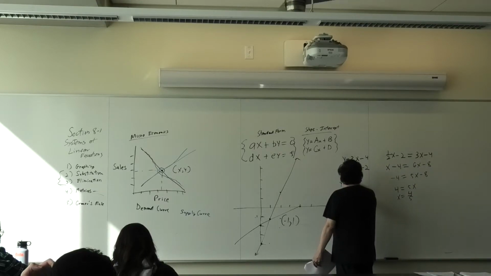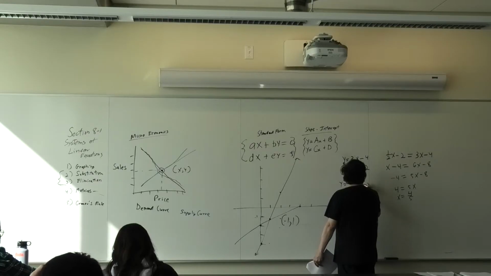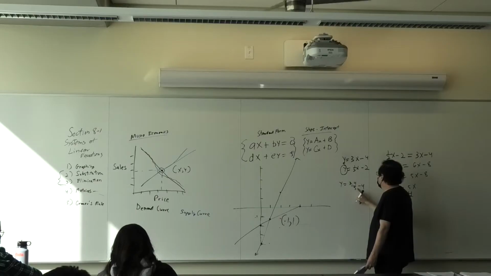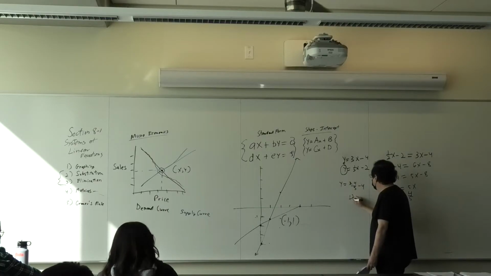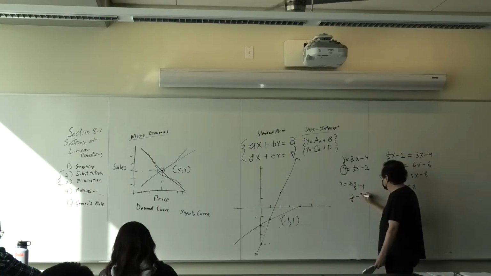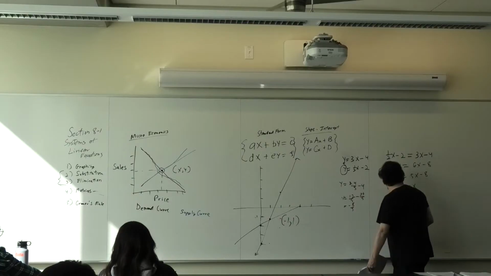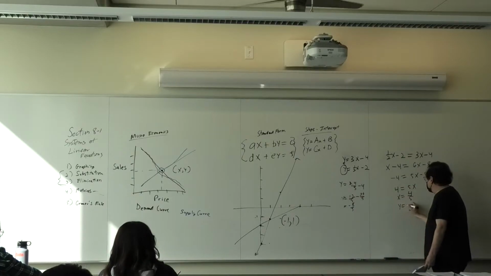Y equals 3 times 4/5 minus 4. So I have 12/5 minus how many fifths here? 20/5. So I get negative 8/5. So my y should be negative 8/5.